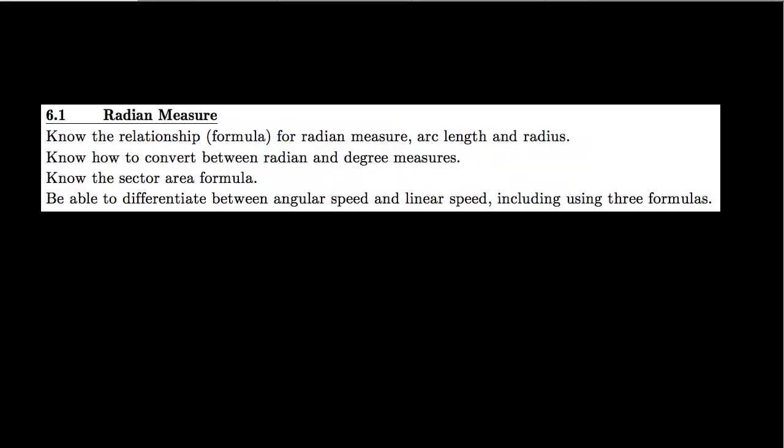So here are the outcomes for the first lesson in trigonometry. We're going to learn some new vocabulary. We're going to talk about radian measure, which is a new way of measuring angles. And we're going to be able to convert back and forth between this new radian measure and degrees, the old way of measuring angles. We're also going to learn how to find the area of a subset of a circle, or a sector. And then in a later lesson, we're going to learn about angular speed and linear speed when we start having a circle rotate.